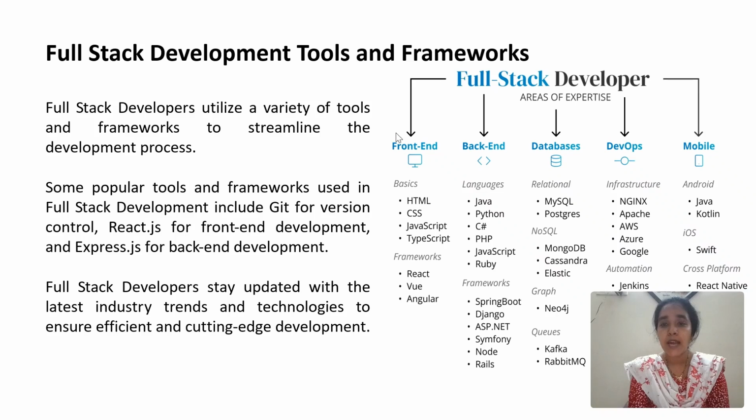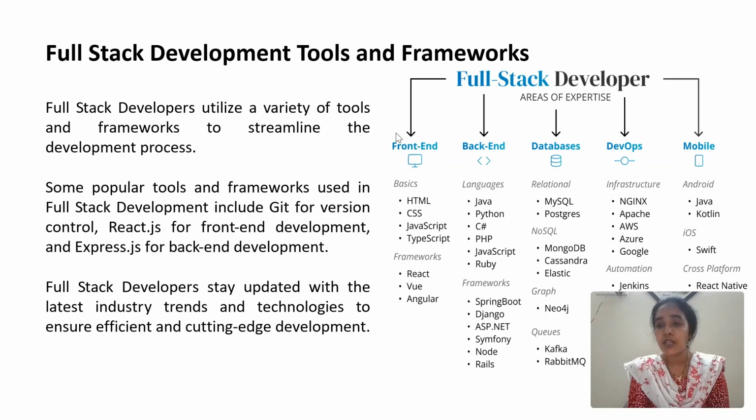Coming to the backend, some of the backend languages are Java, Python, C#, PHP, JavaScript, and Ruby. Backend frameworks are Spring Boot, Django, ASP.NET, Symfony, Node.js, and Rails. Coming to the databases, relational databases are MySQL, PostgreSQL. Coming to NoSQL, MongoDB, Cassandra, Elastic. Graph-oriented databases, nothing but Neo4j. Queue-oriented databases are Kafka, RabbitMQ.